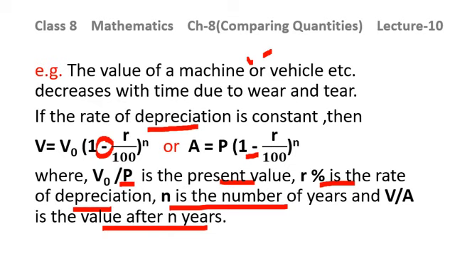We have seen if it is a case of growth, then you need to take the plus sign, then the formula will be V is equal to V naught bracket 1 plus R over 100 raised to the power n. And if it is the case of depreciation, then the formula will be V is equal to V naught bracket 1 minus R over 100 raised to the power n.